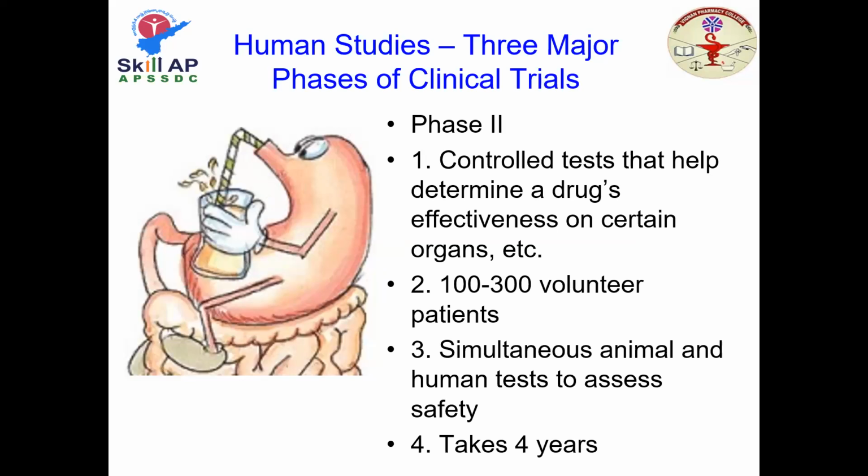So simultaneous animal and human tests are done to assess safety. It takes around 4 years. Phase 2 clinical trials take around 4 years.